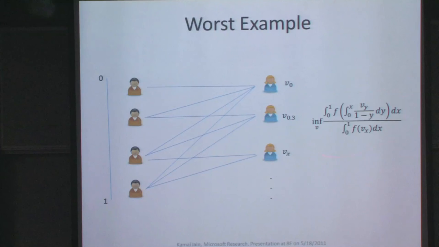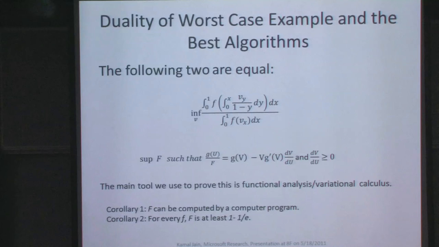Okay? This is the mathematical expression. And then what you can show is that the following two are equal. You take the infimum over the worst case example, and you take the supremum over f which you could have chosen in your algorithmic differential equation, and they are the same number.